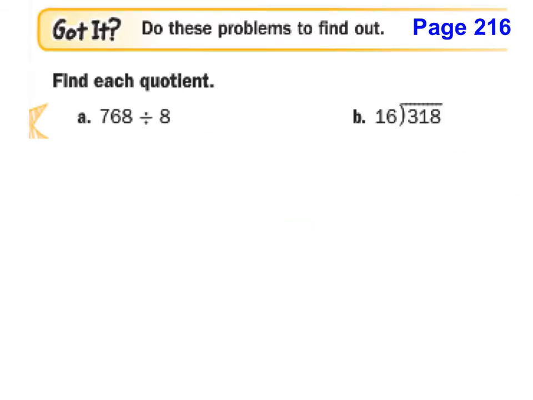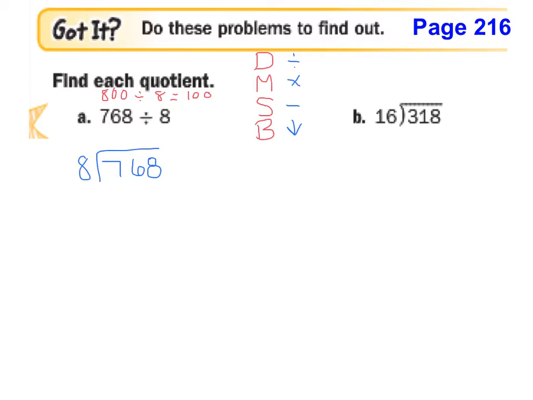So let's go ahead and try a few here. I'm going to put up our reminder that we're going to go dad, mom, sister, brother, which is divide, we multiply, we subtract, and we bring down. So first I set up my house, and we should go back and estimate. I would say 786 is about 800, and 8 can stay at 8, and I think my answer will be around 100.